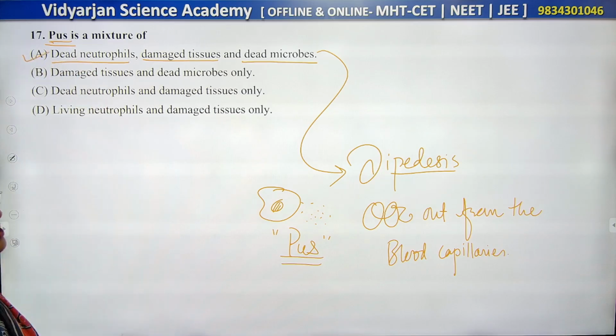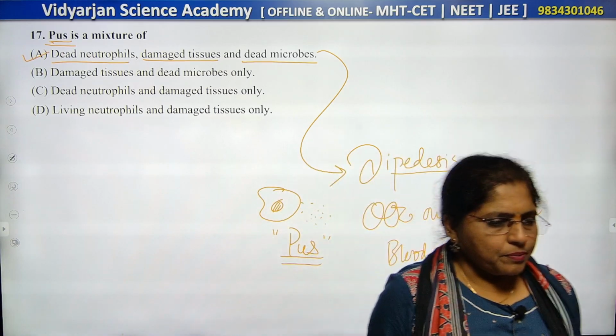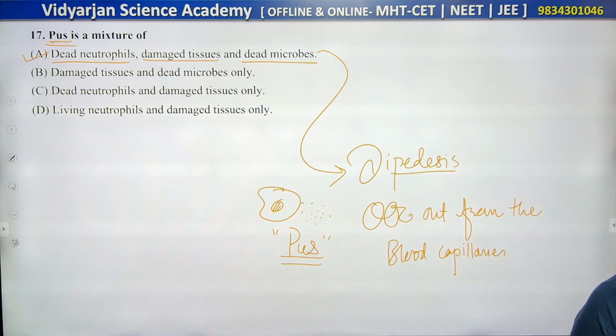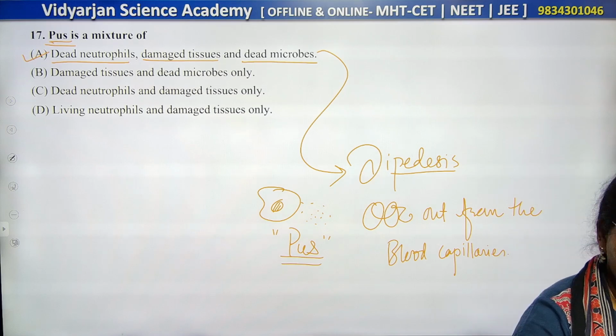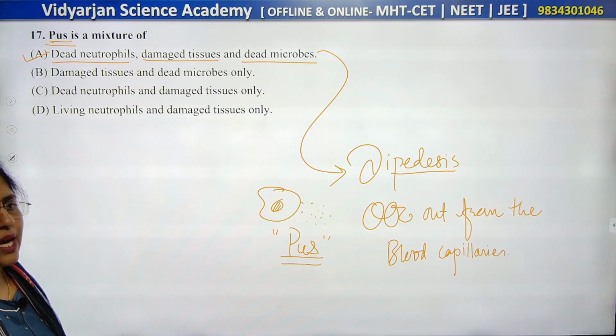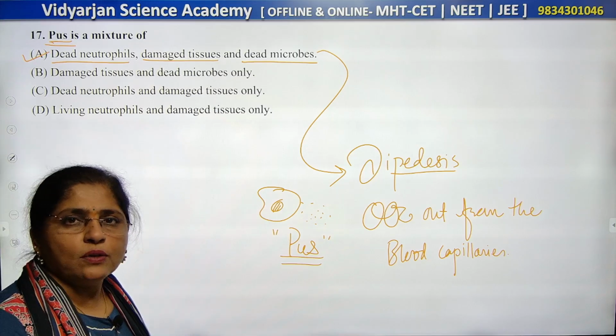What is your answer? Pus is the mixture of, note down. You can draw this pathway, how they are showing you the diapedesis. As they are coming out, you are getting a very important thing which is formed, that is pus formation. Pus formation is an important phenomenon. It happens due to diapedesis. I will repeat the question. Pus is the mixture of.